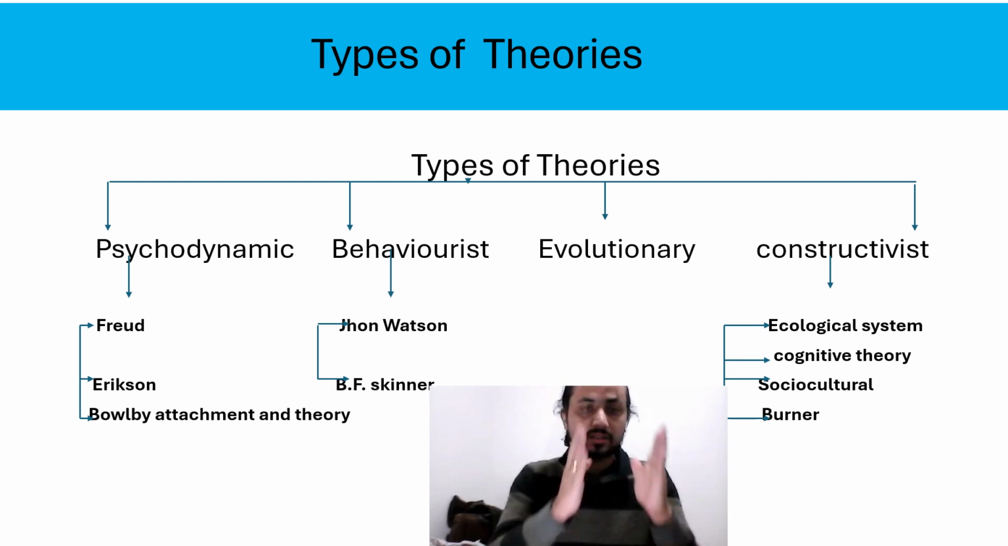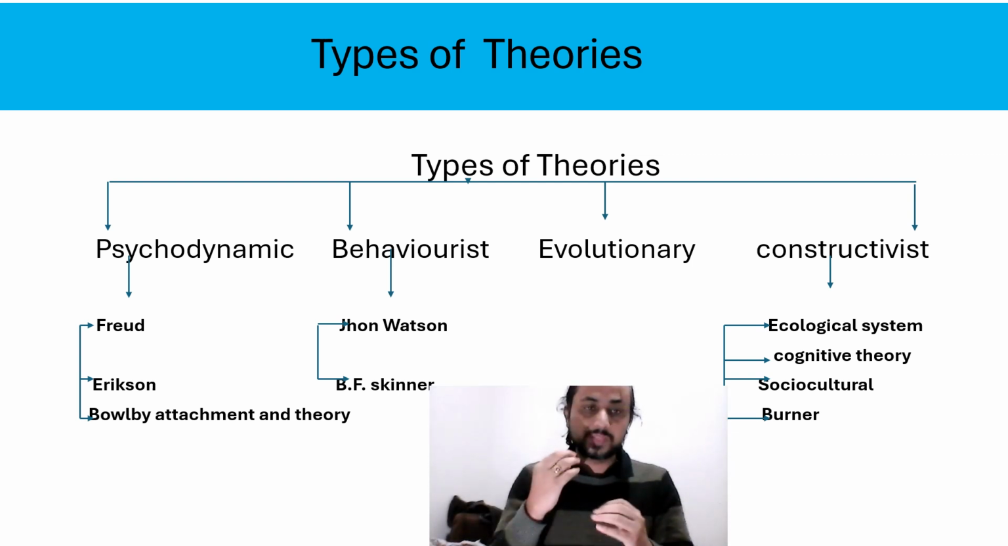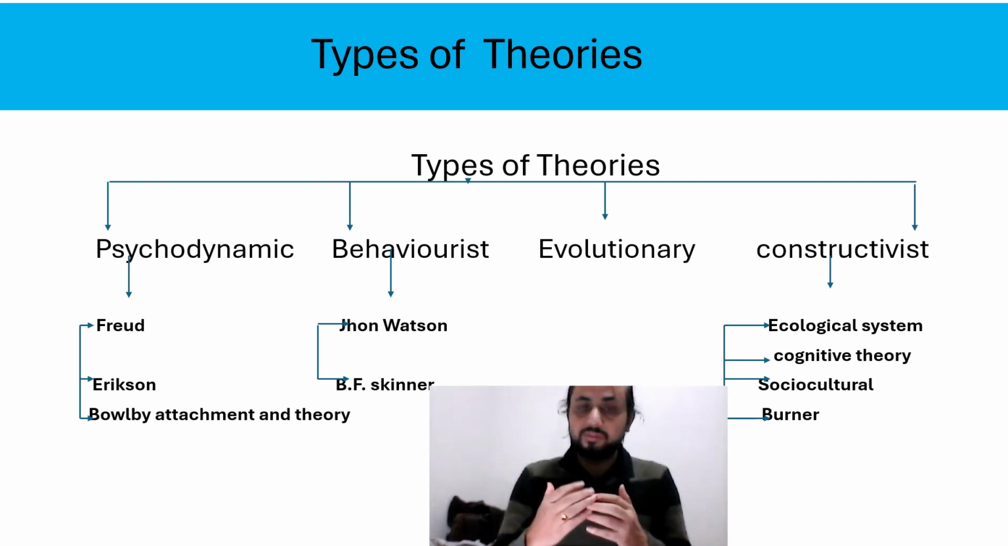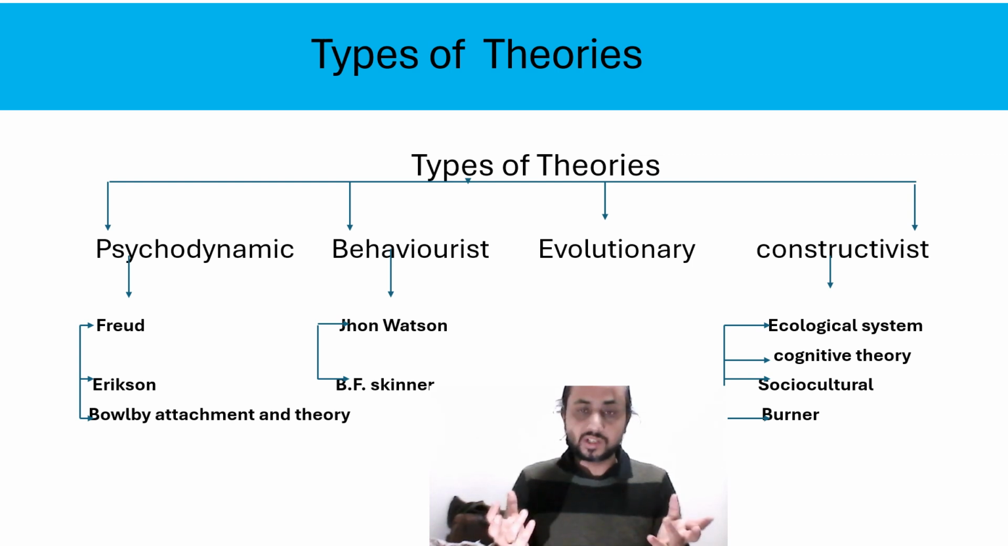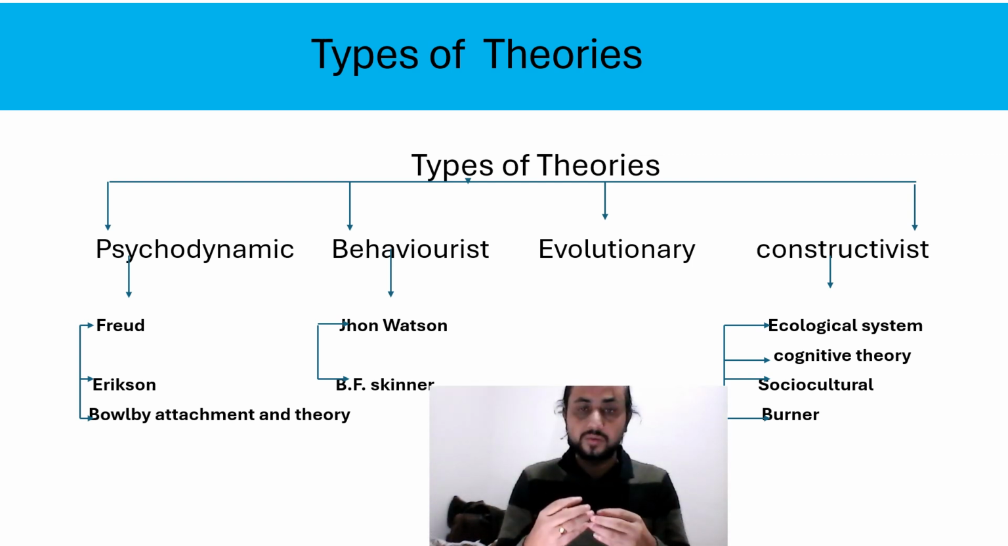In the psychodynamic theory, there are three types: Freud, Erikson, and Bowlby's attachment theory. In the behaviorist theory, there are John Watson and B.F. Skinner. Then there is the evolutionary theory, and the constructivist theory. In the constructivist theory there are four types: the ecological system, the cognitive theory, sociocultural theory, and Bruner.